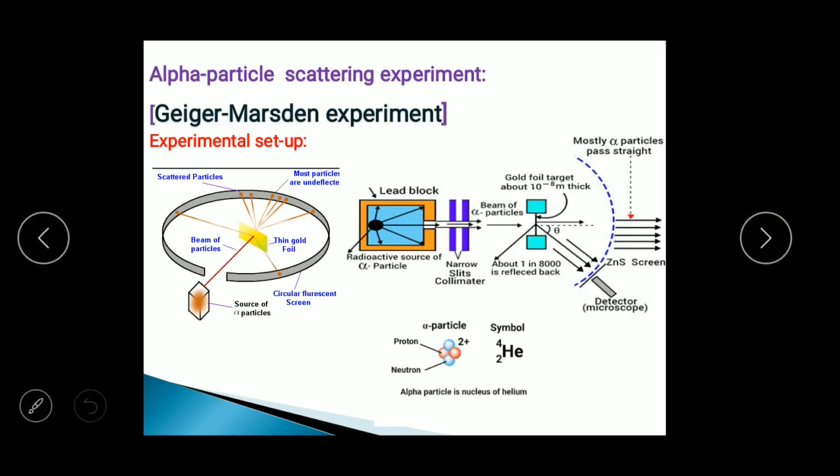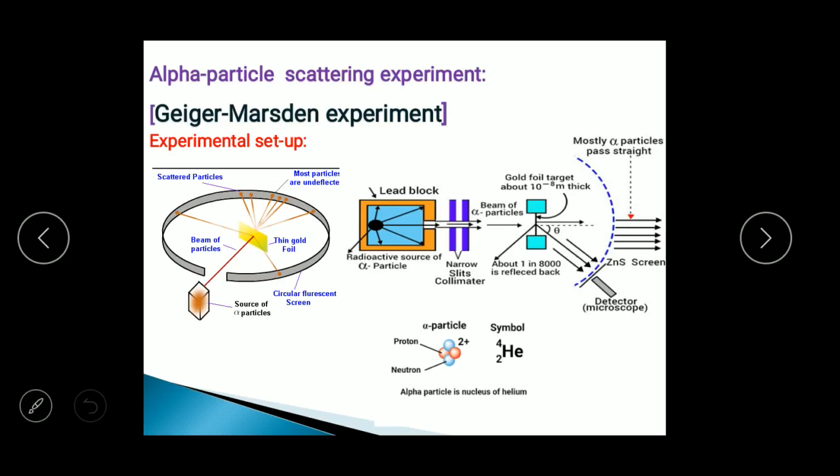Now why is the zinc sulfide coated on the circular screen? Because it acts as a fluorescent screen. That means any particle that hits the screen, a flash of light is observed. To see the scattering of alpha particles through the gold foil, the circular screen coated with ZnS is used, which gives a flash. So that's why the fluorescent screen is used there.